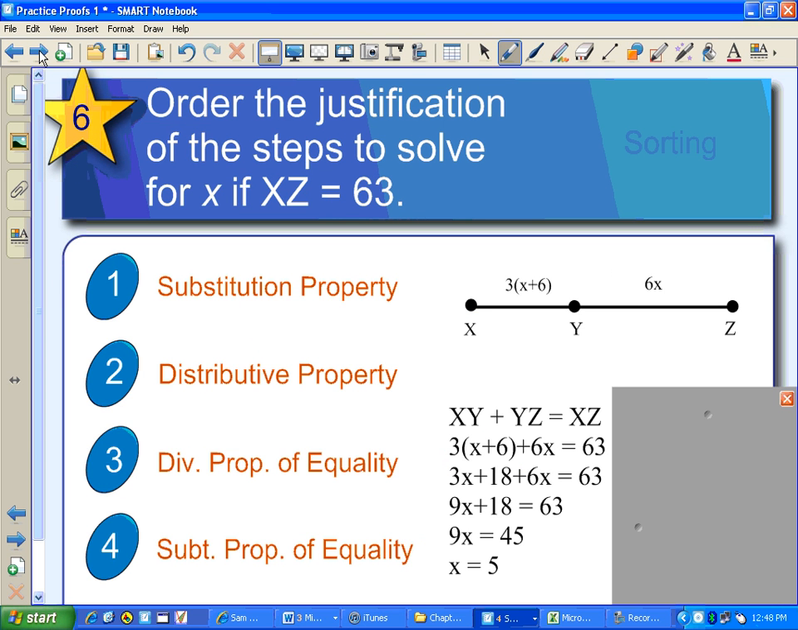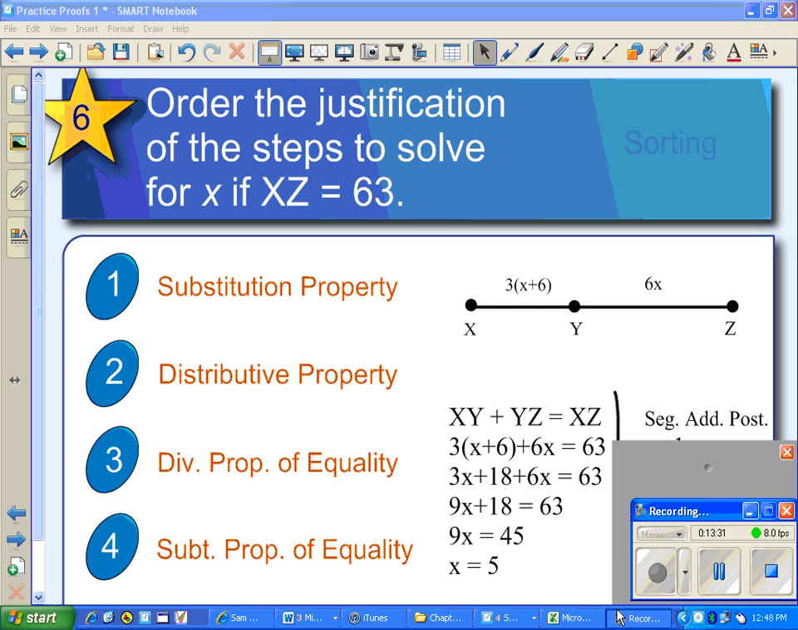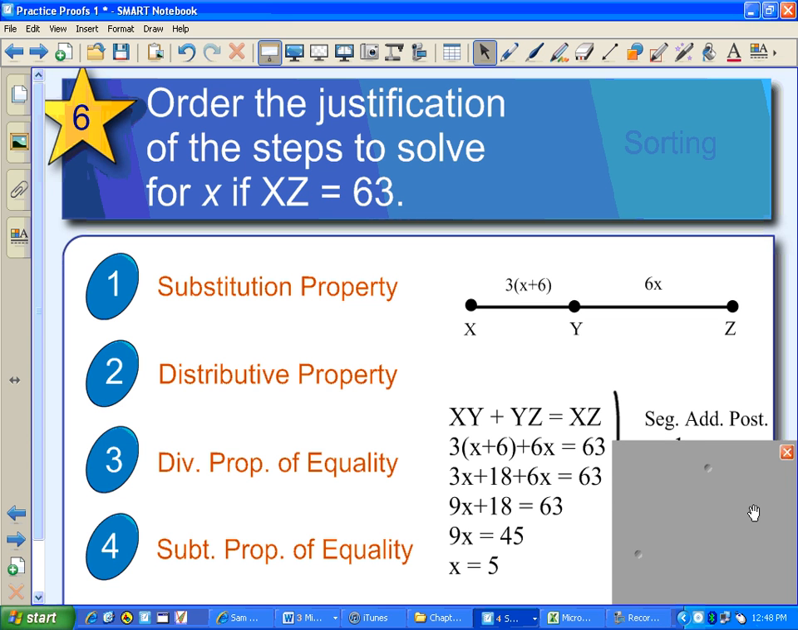This one's very similar. I see that y is in between x and z, so I can say this because of the segment addition postulate. Okay, so now we're kind of going to turn them more into, instead of just using arrows, more in the form of a proof. So the next thing I would say is, okay, what did I do to get this? I'm substituting values. Okay, substitution property, which is reason number 1.